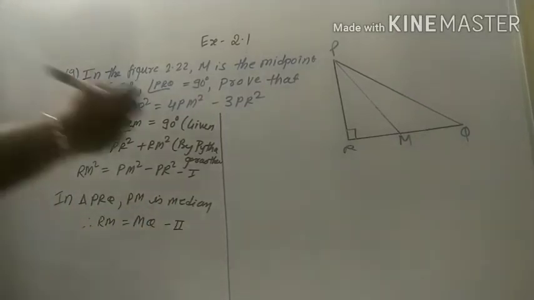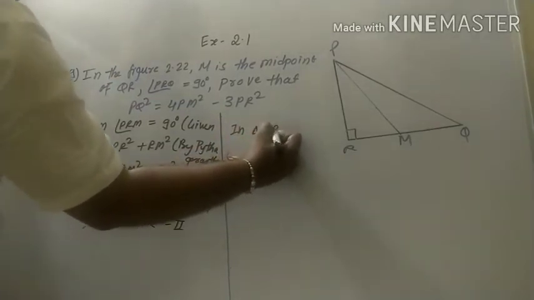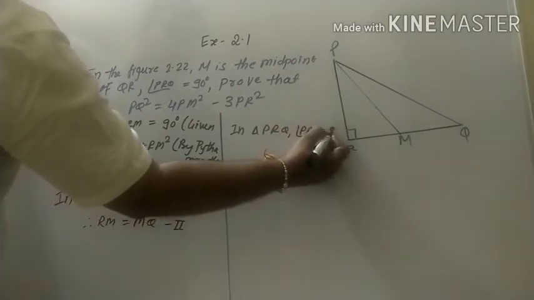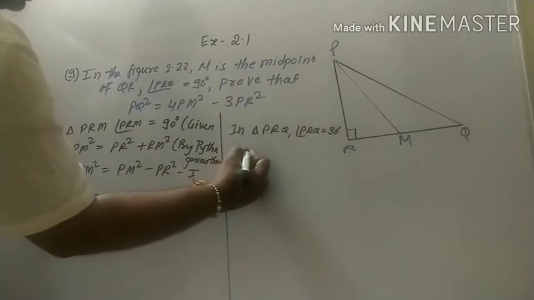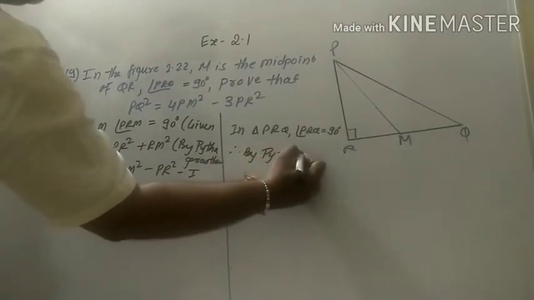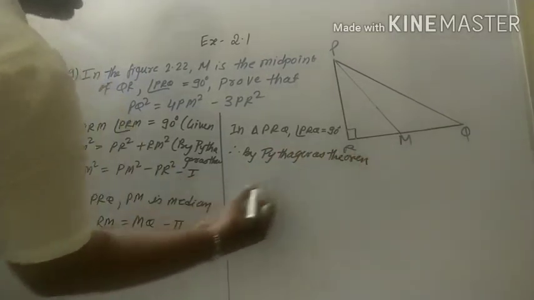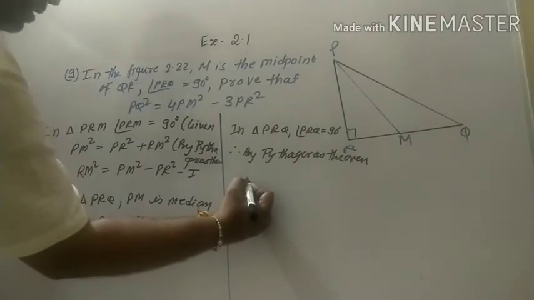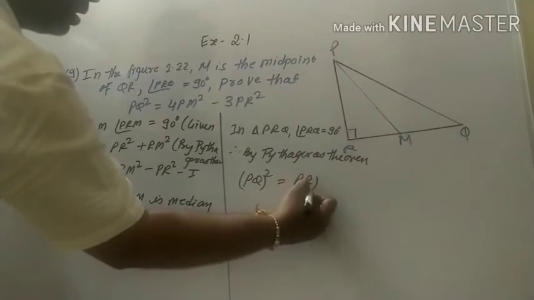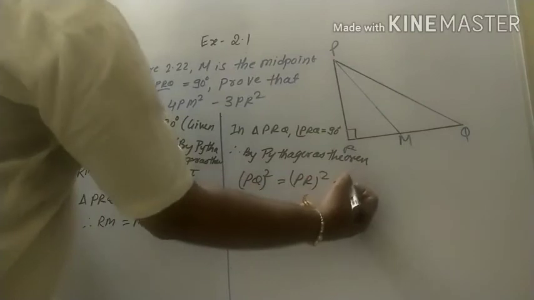Now we take triangle PRQ. In triangle PRQ, angle PRQ is equal to 90 degrees. Therefore, by Pythagoras theorem, PQ square is equal to PR square plus RQ square.